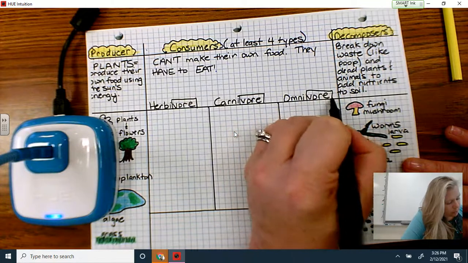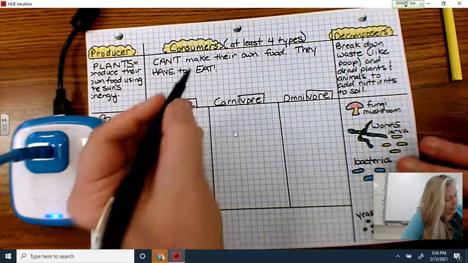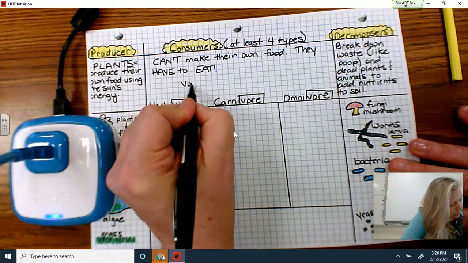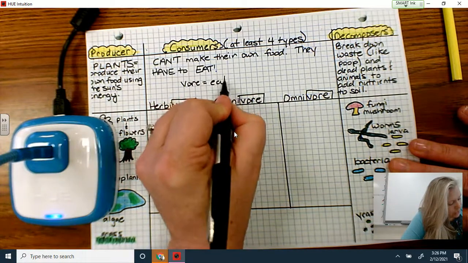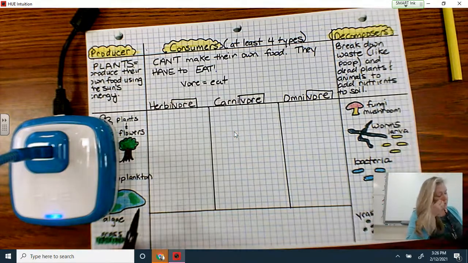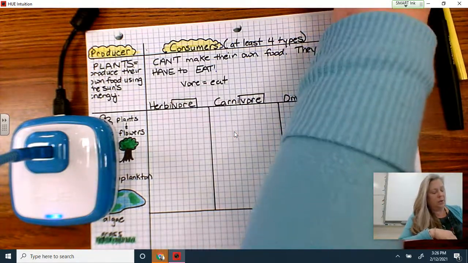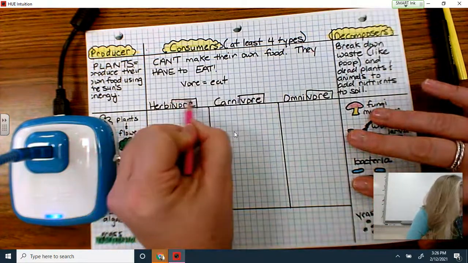Because I want you to remember that vor is a word that means eat. Vor is a root that means eat. And you can be voracious, and that means really, really hungry. So we're going to do the same color for each one of the vor boxes.